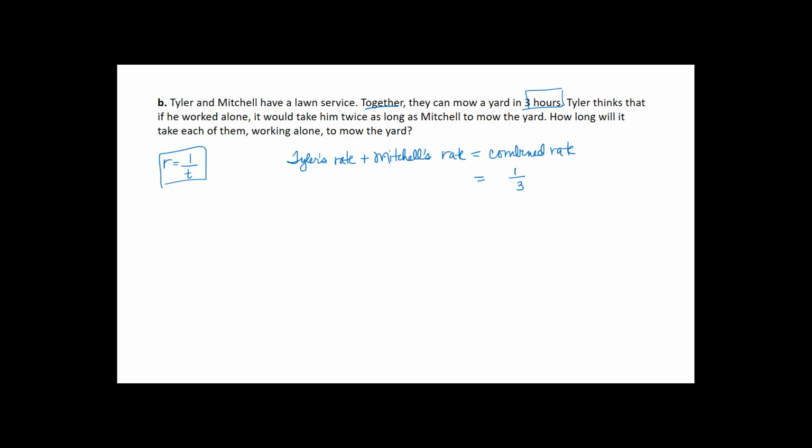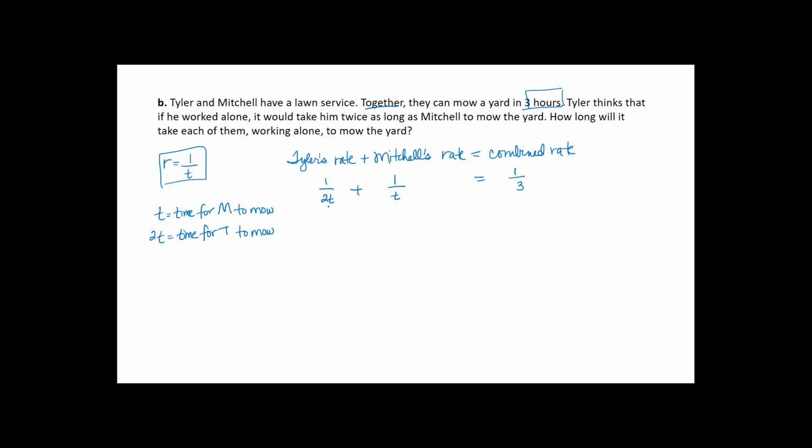Tyler and Mitchell, this is where our variable will come in. It says Tyler thinks that if he worked alone, it would take him twice as long as Mitchell to mow the yard. So if we let t equal the time it takes for Mitchell to mow the yard, then Tyler is going to be twice as long, which will be 2 times t. So Tyler's rate is going to be 1 divided by the time, which is 2t, plus Mitchell's rate, which is 1 divided by the time, or t, is equal to 1 divided by 3.